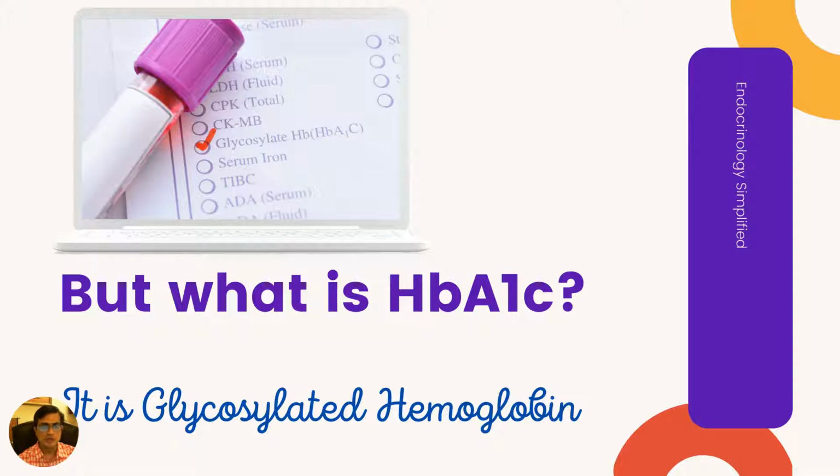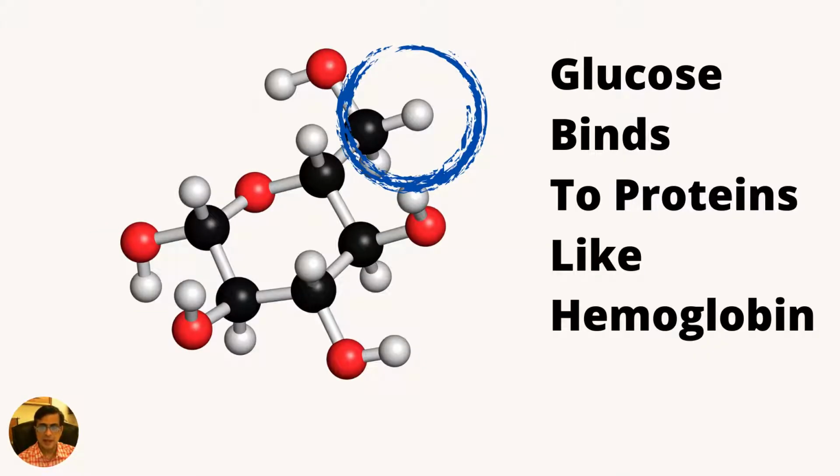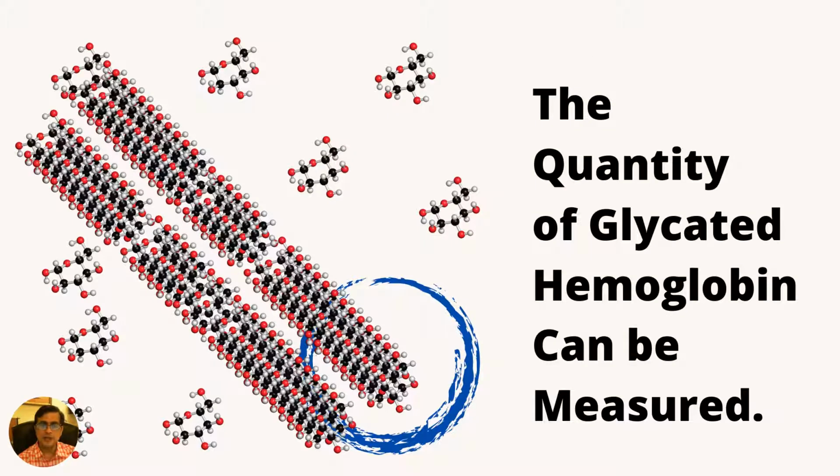But what is HbA1c? HbA1c is glycosylated hemoglobin. We know that we have some cells in the body called red blood cells, and within the red blood cells, we have hemoglobin, and hemoglobin takes oxygen to the cells and takes us to health because it gives us energy. Now, glucose binds to proteins like hemoglobin, and we can actually measure the quantity of the glycated or glucose-bound proteins like glycated hemoglobin, and this quantity can be measured.